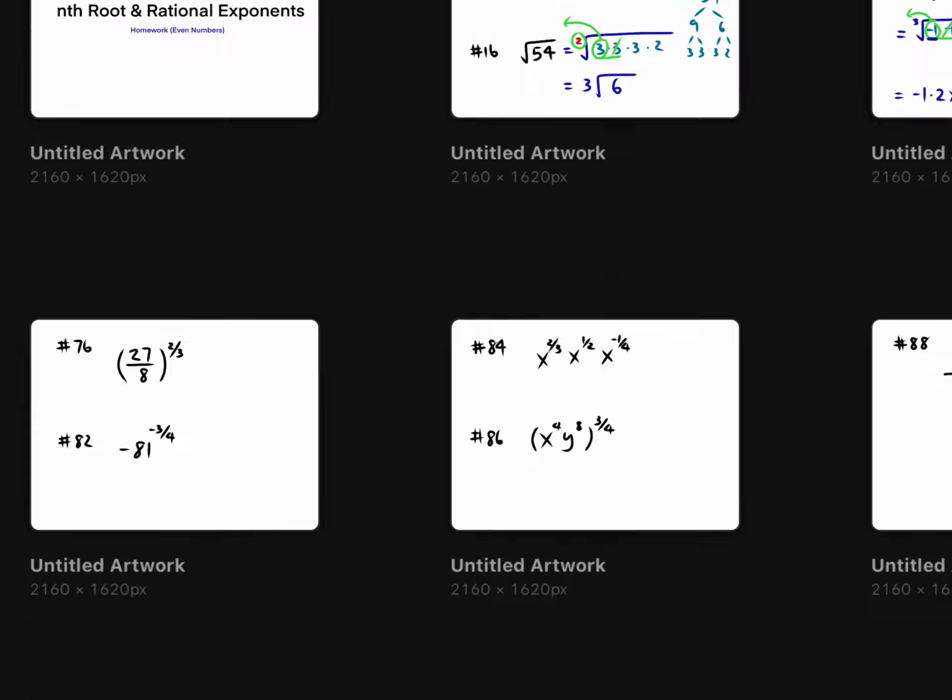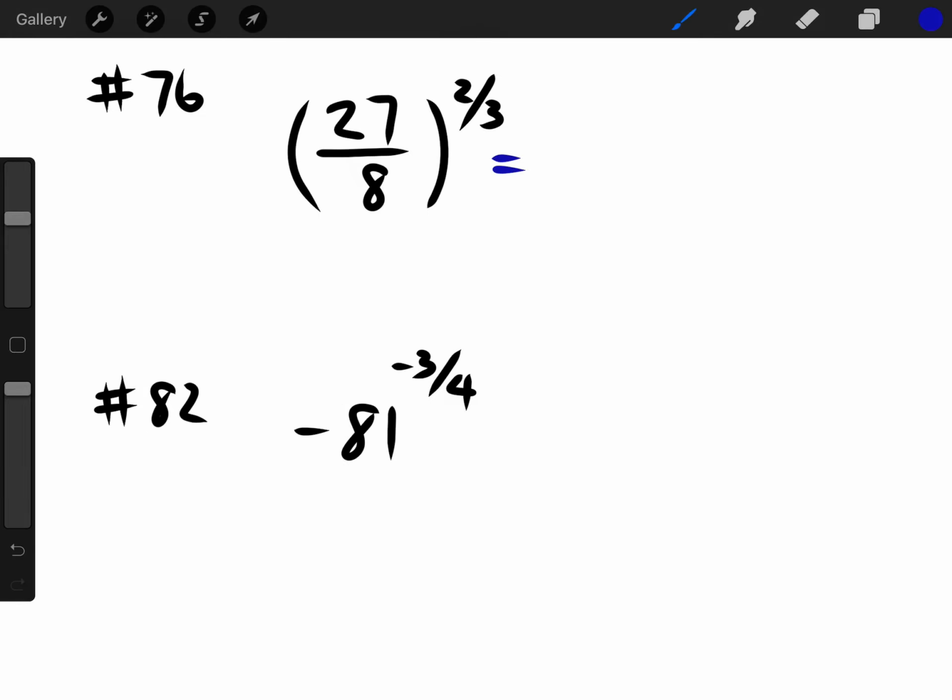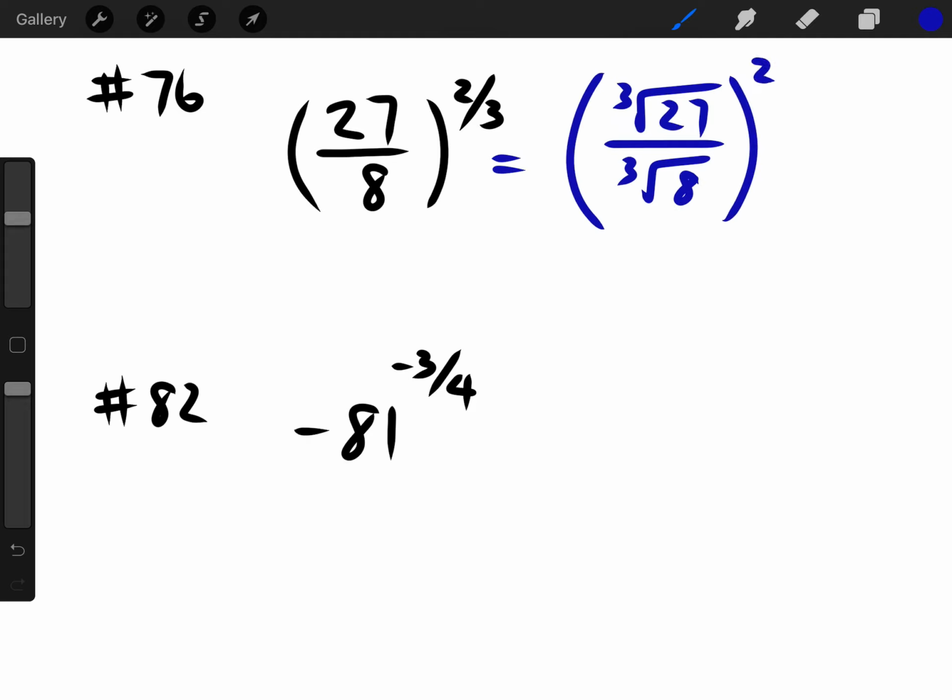So let's go over the next one. So similar type of problem. So now you're going to have a cube root. Okay, so you're going to cube root the 27, you're going to cube root the 8, and then you're going to have to square everything. Okay, that's from the numerator. All right, so cube root of 27 is 3. Cube root of 8 is 2. And you square the denominator and the numerator. That's going to give you 9 over 4.